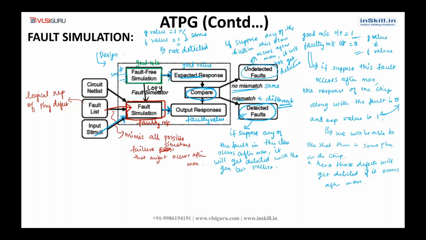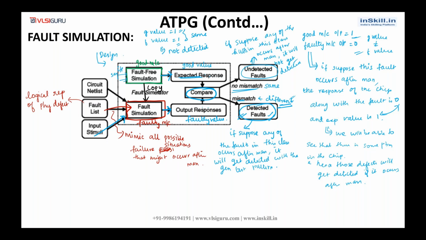So this is the procedure which the tool will be following for generating the test pattern. For a particular fault, if a particular pattern gives a good value not equal to the faulty value, that is, if it is different, then the tool will place that fault into the detected class and write the pattern out into the pattern list. This is the process which the ATPG tool uses to generate the test patterns.